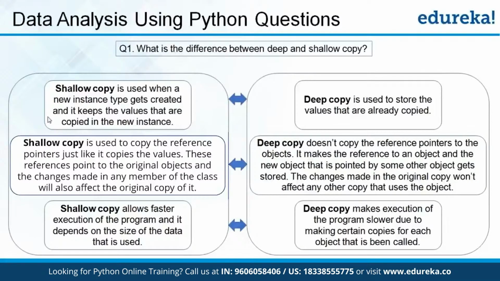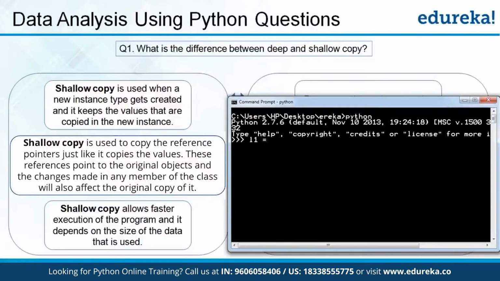For example, I have L1 is equal to [1, 2, 3, 4]. This is a particular list. Now L2 is equal to L1. I wouldn't say it is a copy. It's just a reference of L1 in L2. So if I do L2.append(10), it would reflect in both L2 and L1. This is basically Python referencing.